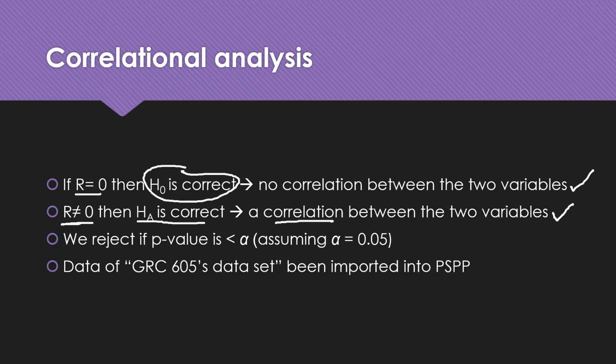As always, we reject if the p-value is less than alpha, assuming that alpha is 0.05. And the data which we are reviewing here are coming from the dataset of the GRC 605 module, which has been imported into PSPP.